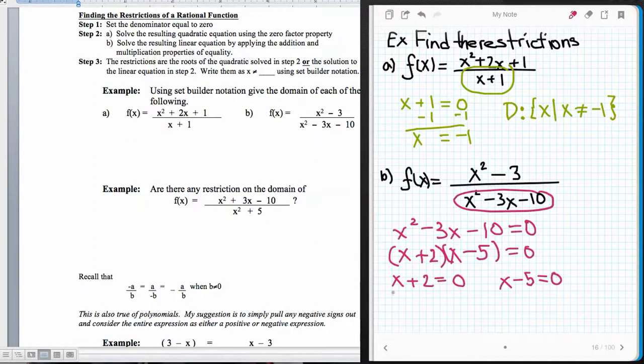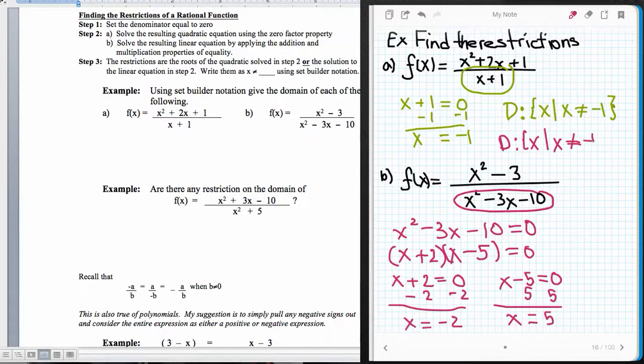And once I get that, then I solve these individual linear equations, and I find that x is equal to -2, and over here that x is equal to +5. And in this case, what I found is that my domain, and I'm going to write it in this little space right up here underneath the green one, is all such x's such that x doesn't equal two values, either, not a -1 this time, a -2 or a +5. And we can just write x doesn't equal -2, 5, just like that. And those are the restrictions.